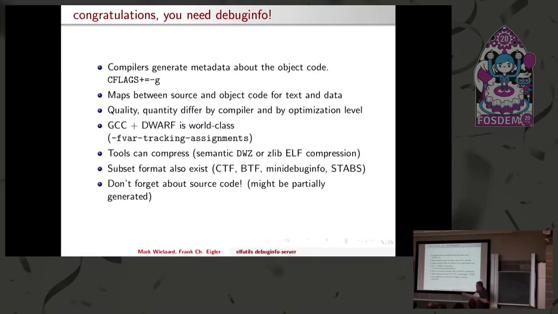There are various tools that can compress your debug info, which is kind of useful because it's really big. Show some examples of that. There are some subsets that you could use, which are already useful, well, like Conrad showed, but we want more. That's basically it.